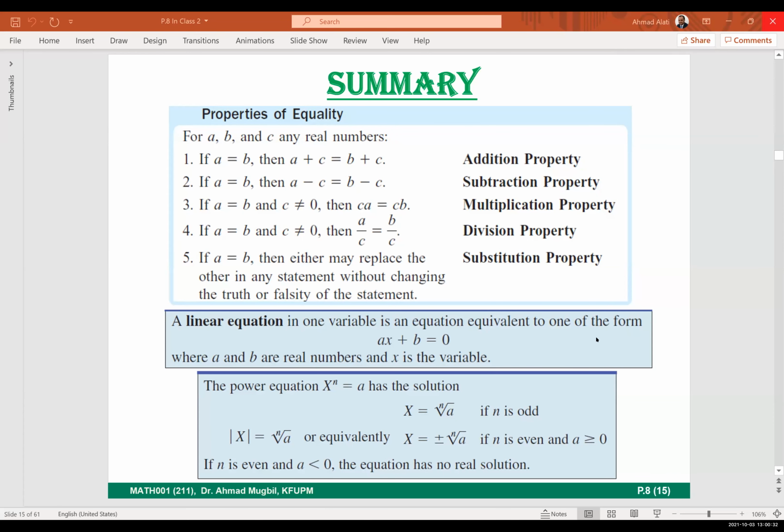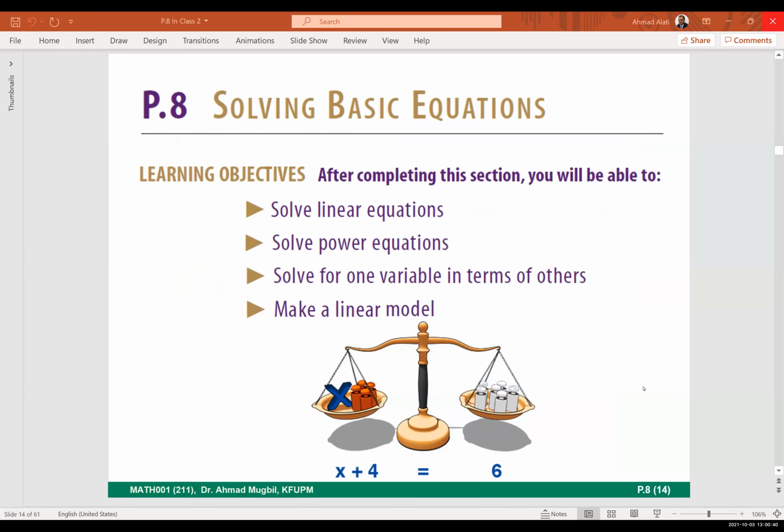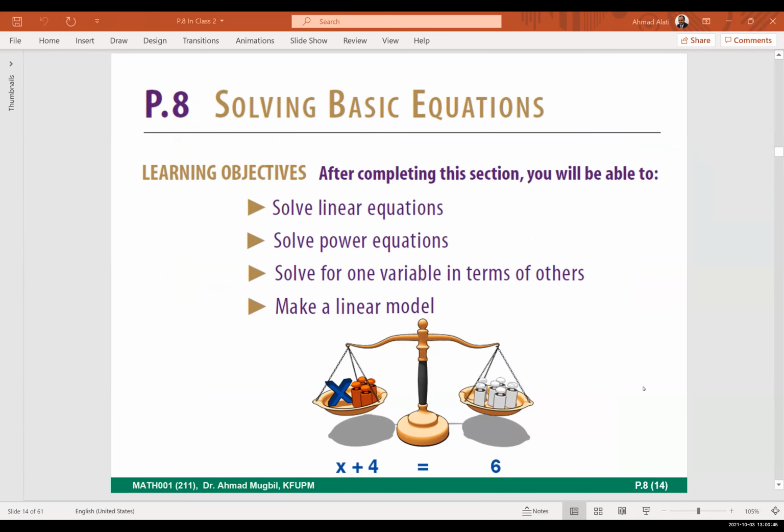Today, inshallah, we are going to finish section P8 and chapter P and also start chapter 1. Let's remember quickly the main objective of this section. In fact, it is solving basic equations. The most basic equations are the linear equations and the power equations.